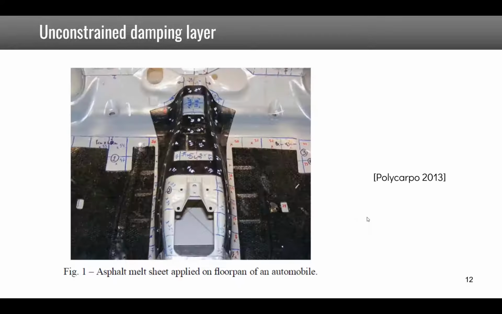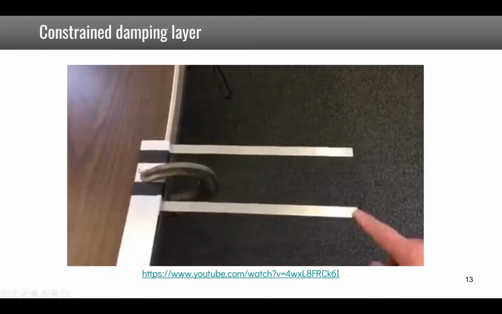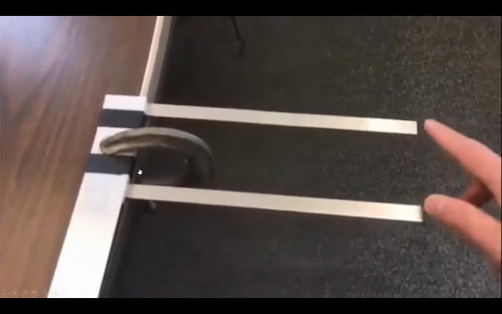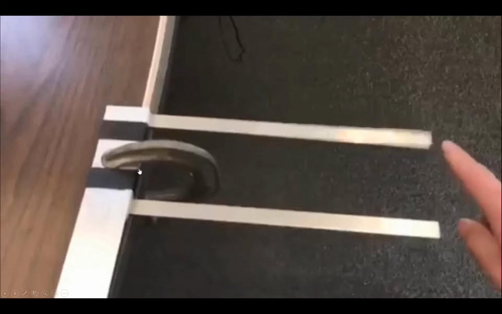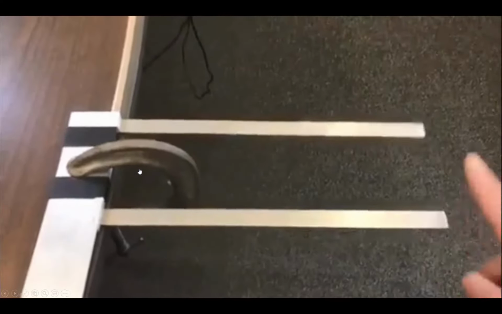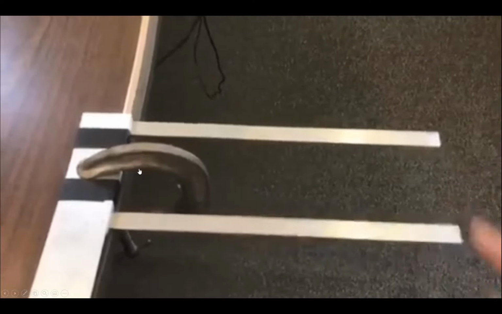An example of unconstrained damping layer is shown here, where the floor pan of an automobile is treated with some asphalt, with a sheet of asphalt which is melted on the top to increase the damping. This video here will demonstrate the effect of these constrained damping layers. So visually these two elements, two cantilever beams, are the same, but one is just made of aluminum and one is made of constrained layer damping. So this one has very low damping while this one has very high damping.